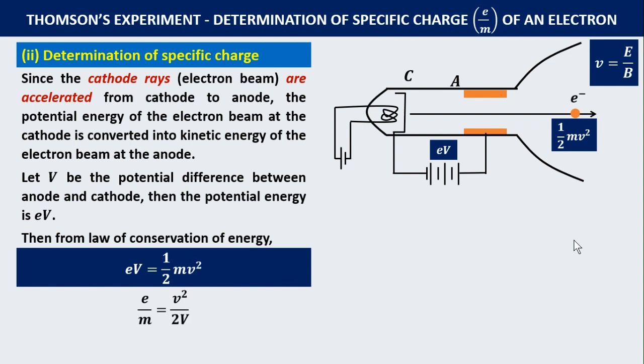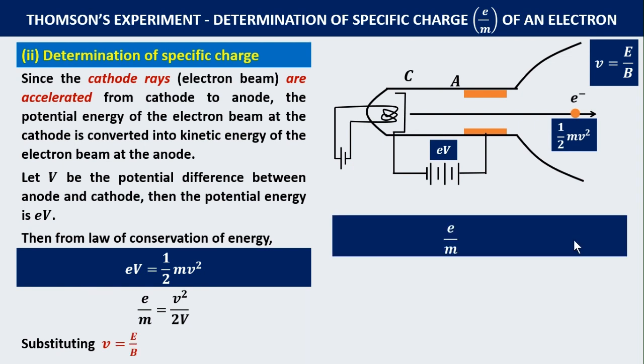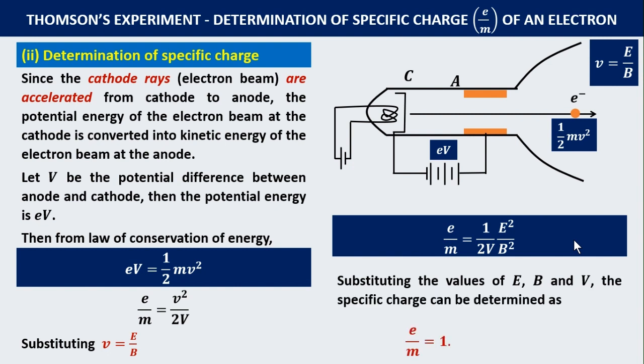e by m equals v square by 2V. So we can substitute the value of velocity here as E by B. We get e by m equals 1 by 2V times E square by B square. Let us substitute the values of E, B and capital V. We get the value of e by m as 1.7 into 10 power 11 coulomb per kg.